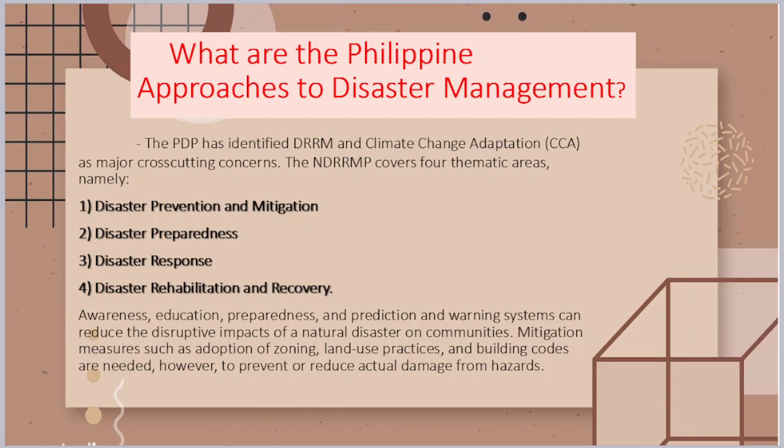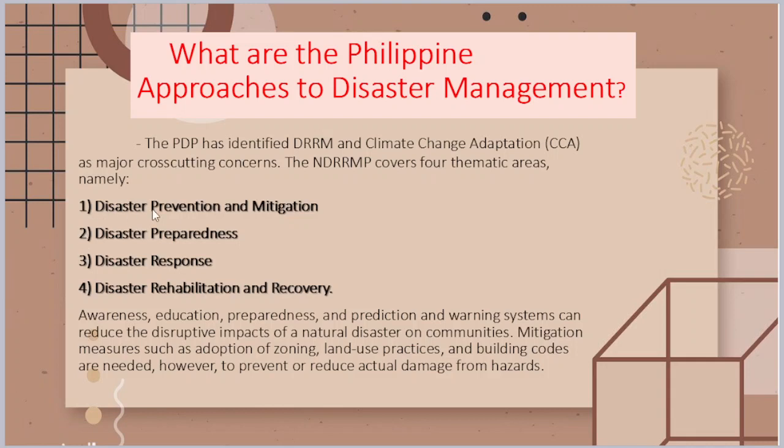So when we say PDP, this is actually the Philippine Disaster Plan. Okay? So yan ang ibig sabihin niya, Philippine Disaster Plan. And when you say DRRM, that is Disaster Risk Reduction Management. Okay? So the National Disaster Risk Reduction Management Plan covers four thematic areas. Okay, these are the following.